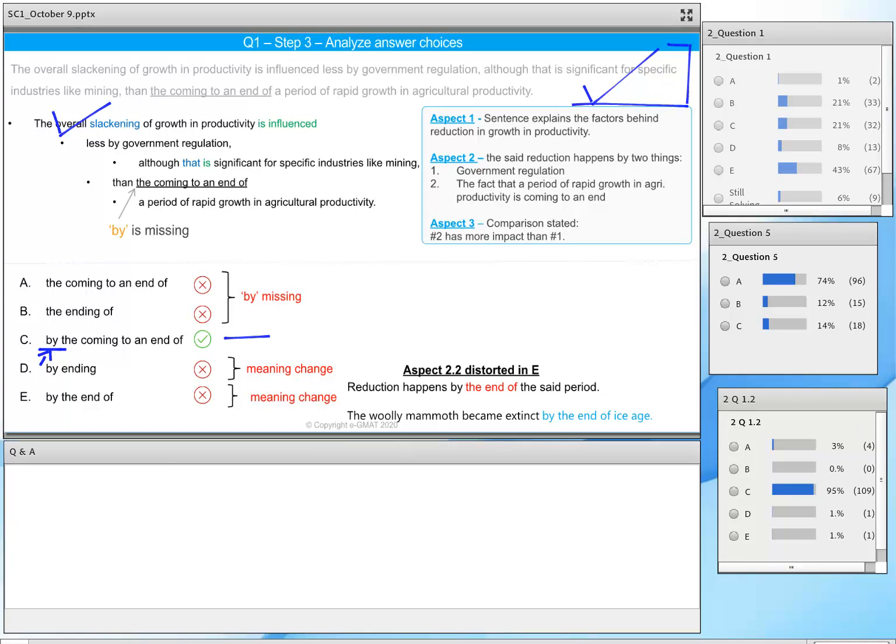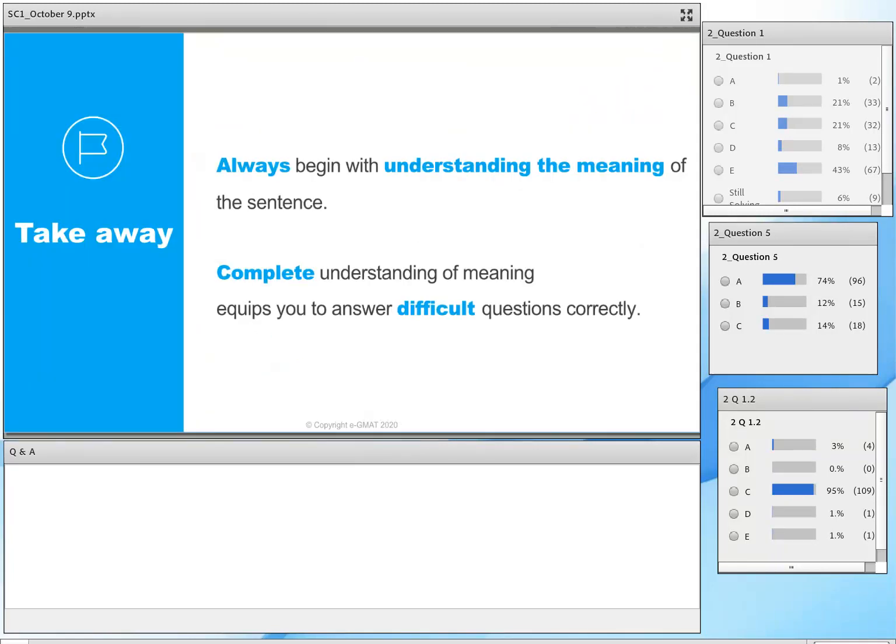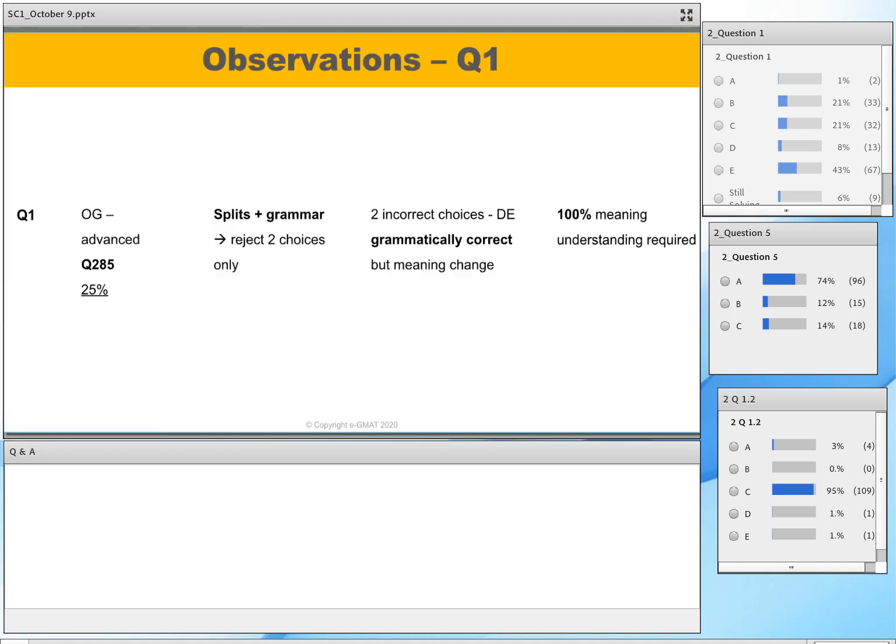All right. So let's do a little takeaway here. I think I've already told you, understanding the meaning of the sentence is where you begin in sentence correction. And the more difficult the sentences get, understand that they are going to play more and more on logic. All right. Now, a little overview of this question. This question is an official question from OG Advanced. So definitely it's a 700 level question.